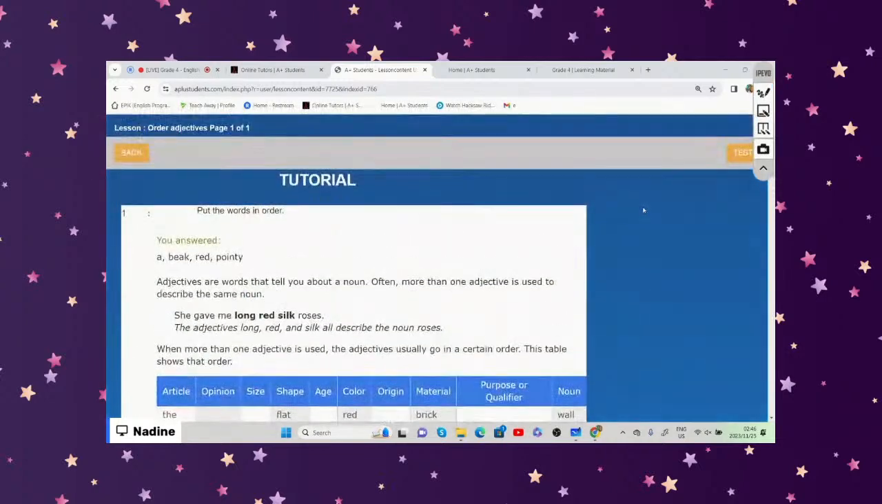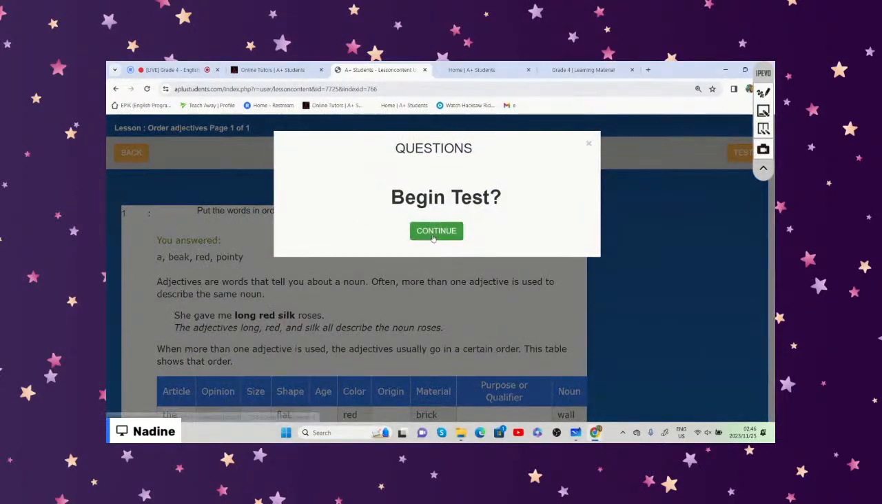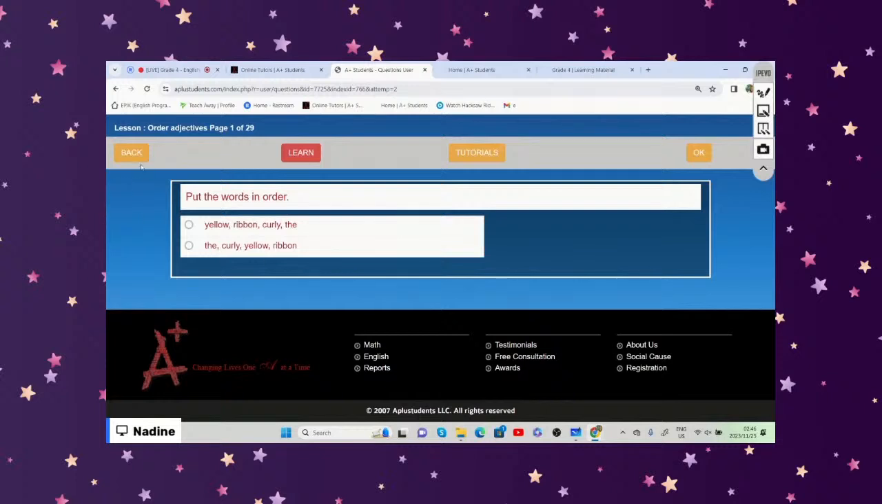All right, so before we end our lesson, let us do a test. This is going to be our test. Let's put the words in order. It's yellow, ribbon, curly, the, or the curly yellow ribbon. So is it yellow, ribbon, curly, the, or the curly yellow ribbon? Which is the correct order? Is it option 1 or option 2?